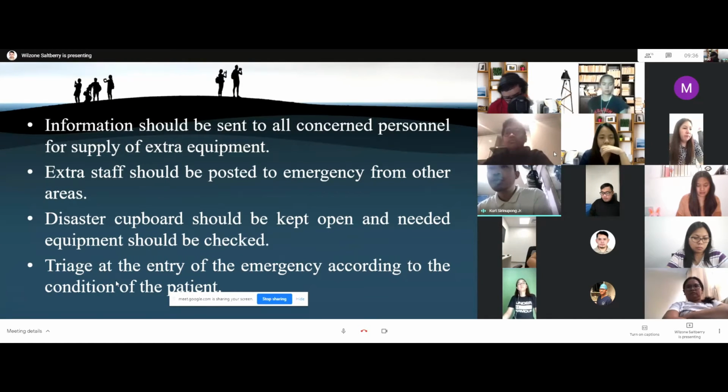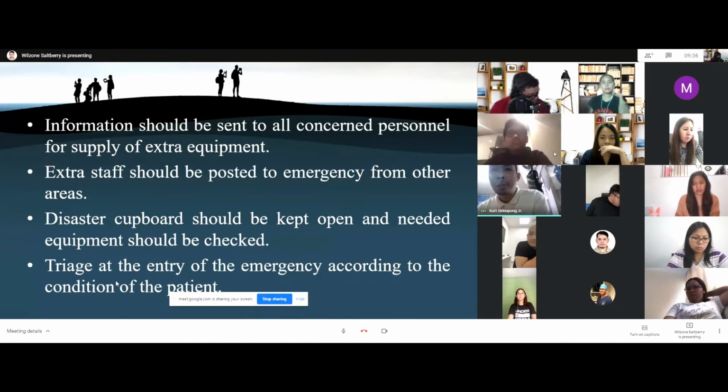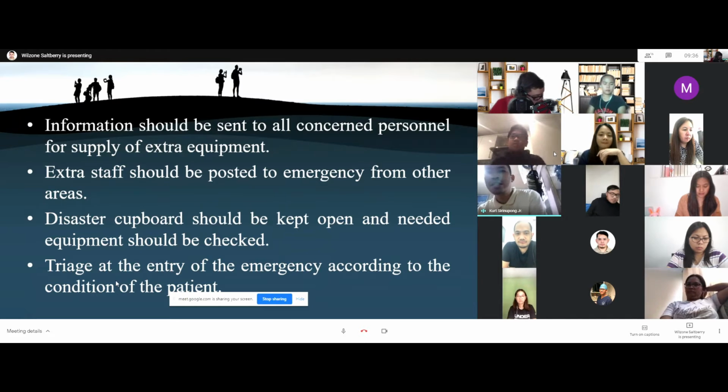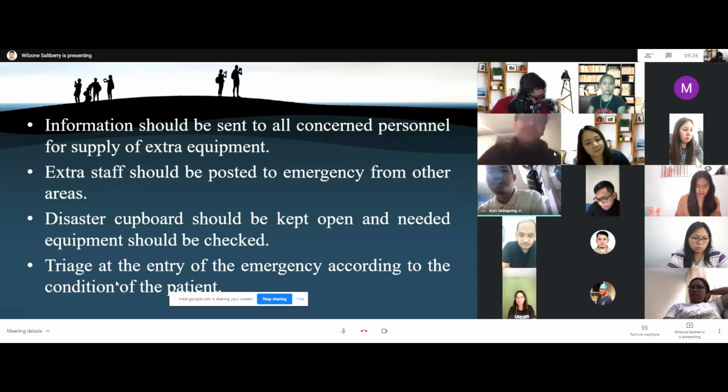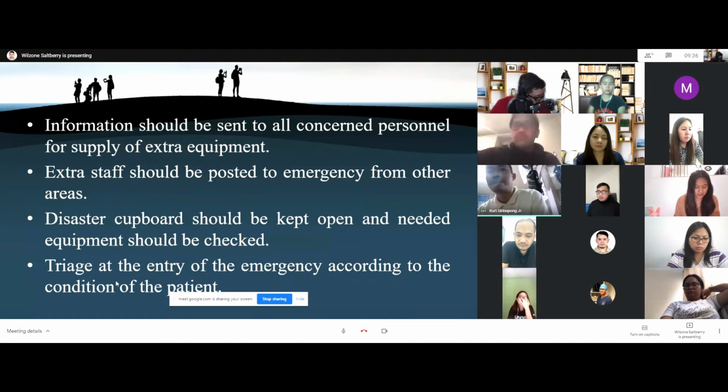Information should be sent to all concerned personnel for supply of extra equipment. Extra staff should be posted to emergency from other departments. Disaster cupboard should be kept open and needed equipment should be checked. Triage at the entry of the emergency according to the condition of the patient.